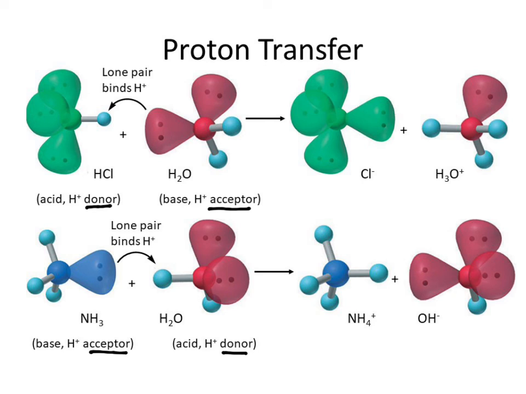And so when I look at the other side, my proton donor, that chloride ion, now has one less H on it. Okay, my proton acceptor, my hydronium ion, now has one more H on it.